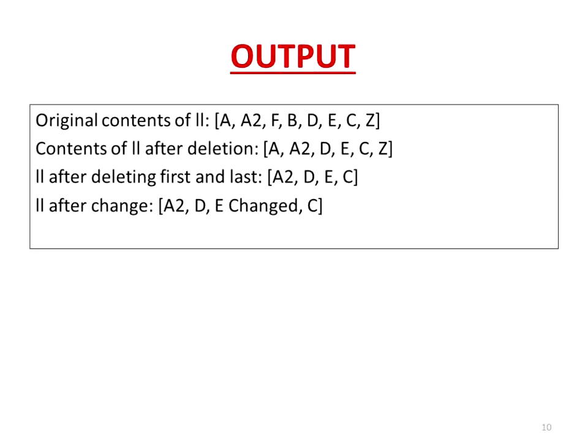So what will be the output? See, the output will be A, A2, F and B. Both are removed. So D, E, C and Z. This is the content after deletion. Yes, without F and B.